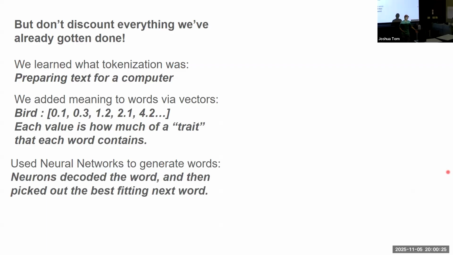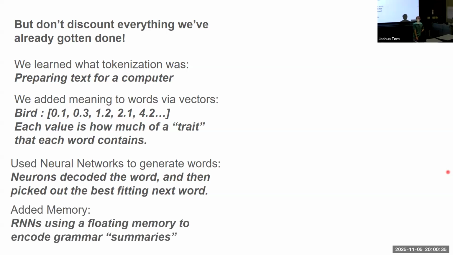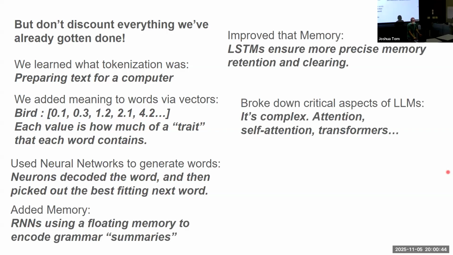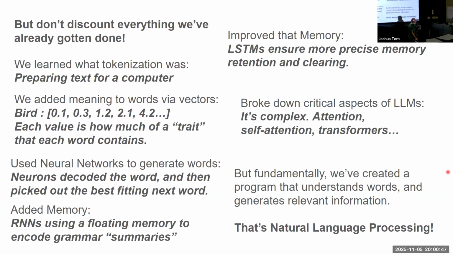Then we're able to use neural networks to generate words, probabilities. So we take this vector, run it through. We added memory, some weak form of memory. We've added more precise, gated memory that is able to keep things more consistent. And then we broke down aspects of LLMs, so it's attention, self-attention. And fundamentally, we now have a program that's able to understand our language and is able to generate relevant information. And that's what natural language processing is.